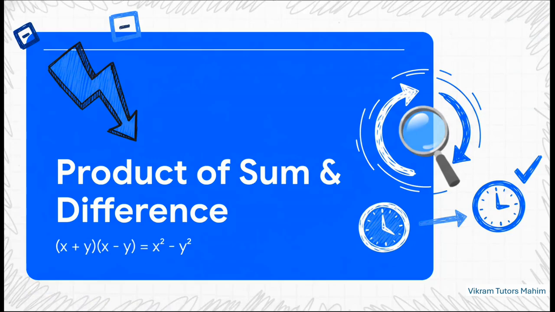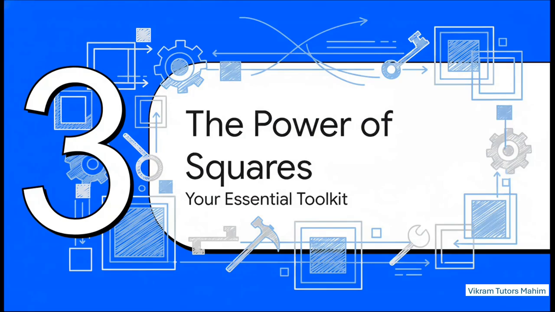And that brings us to our first official identity. From now on, whenever you see this pattern, the exact same 2 terms, one pair added and one pair subtracted, you don't have to multiply everything out. You just square the first term, square the second term, and stick a minus sign in between. Simple, powerful, and so much faster.